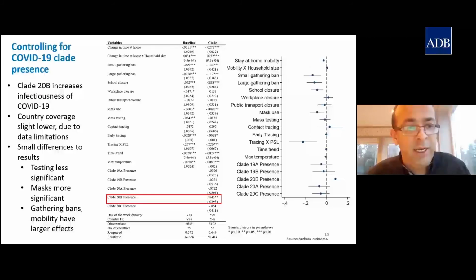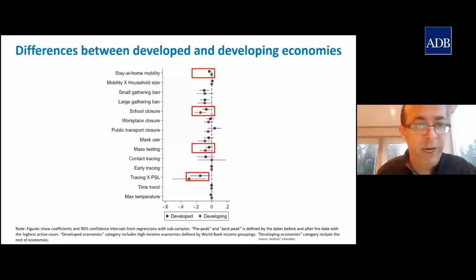Then we look at mutations. I don't know what people have heard in the media about new mutations increasing infectiousness. We do find some evidence of this. So we put in the presence of different strains. We find one of the newer strains is increasing infectiousness. We don't use this for our main regression because it reduces the number of countries, but it does enhance some of the other effects that we find.